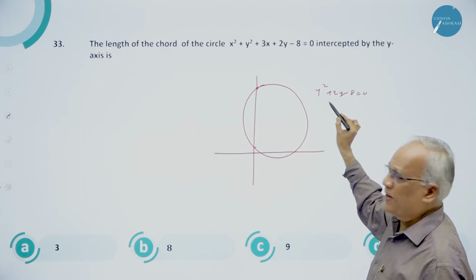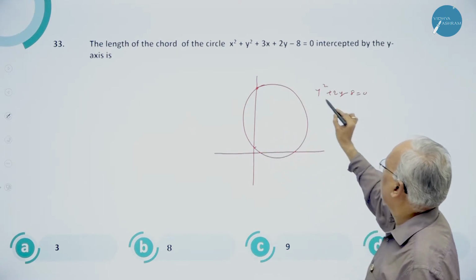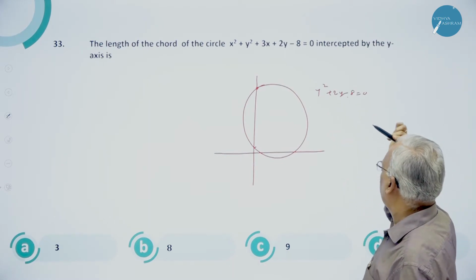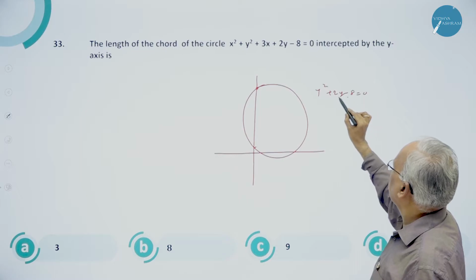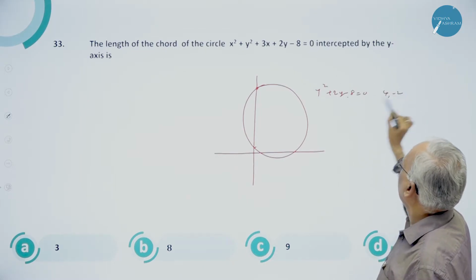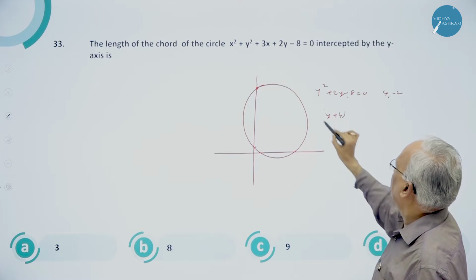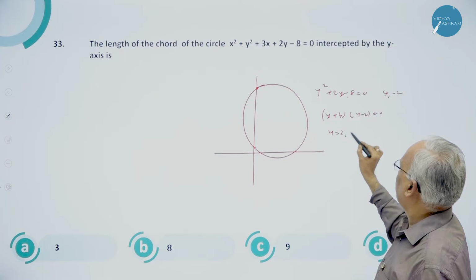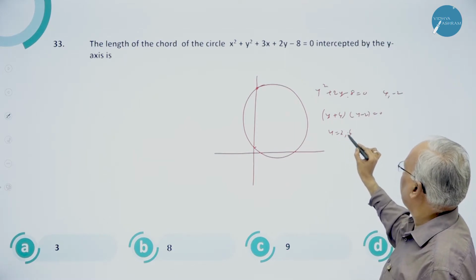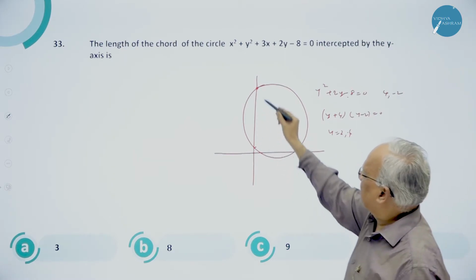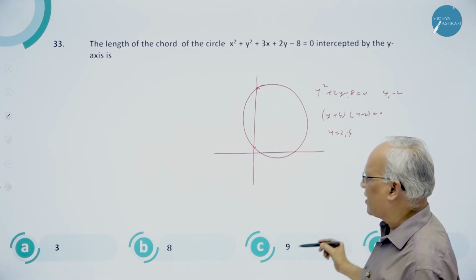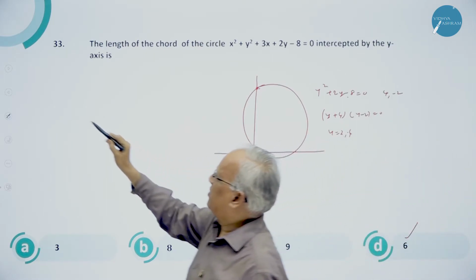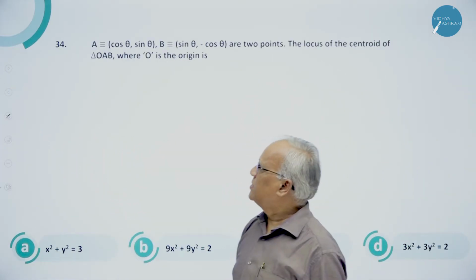So you get two values of y here, and the x coordinate is 0. You can easily factorize and get the roots. Minus 8 is the product, and the sum is 2, so 4 and minus 2. So (y plus 4) into (y minus 2) equals 0, and y is equal to either 2 or minus 4. The difference of the two values, 2 and minus 4, is the distance between them, which is 6. You can say this is not in the syllabus, okay? You can ignore this also. The next question, this is a good question.